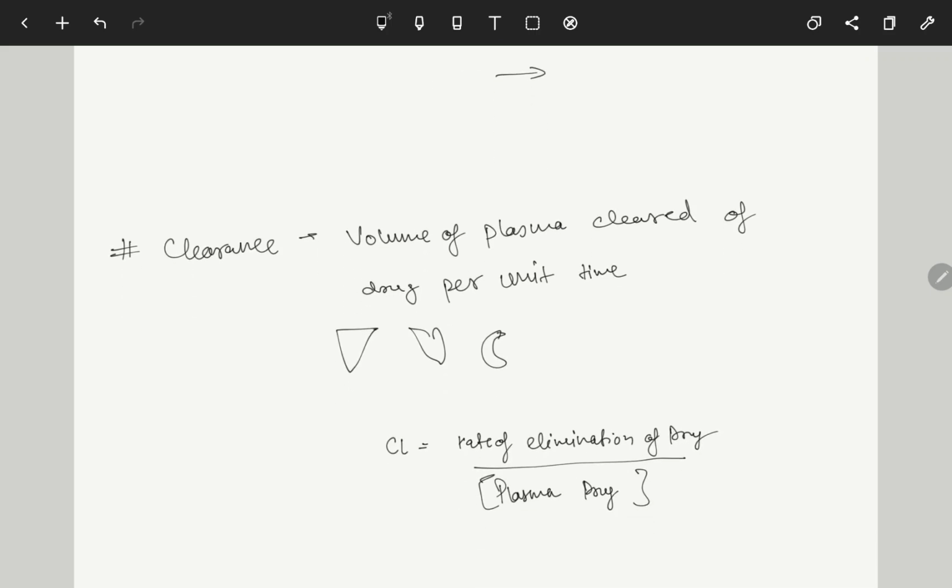Okay, then there is this concept of clearance. Clearance is simply volume of plasma cleared of drug per unit time. Clearance depends upon the drug. Drugs have their primary modes of elimination. Like I said, monoclonal antibodies by your lungs, most of the drugs by the liver, and a lot of them by the kidney. So clearance is rate of elimination divided by plasma drug concentration.